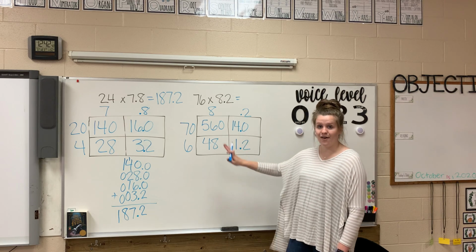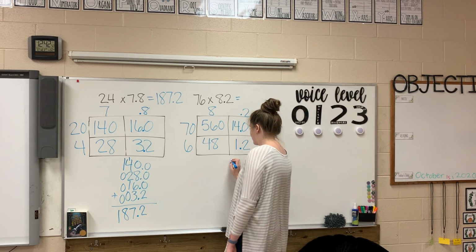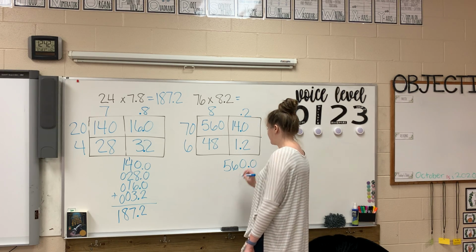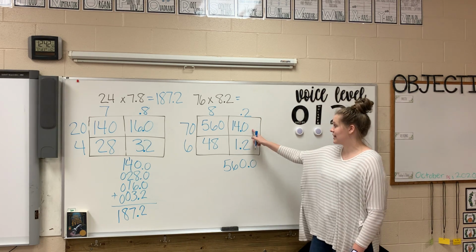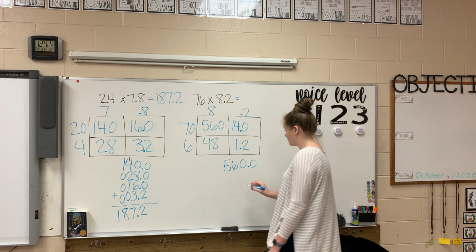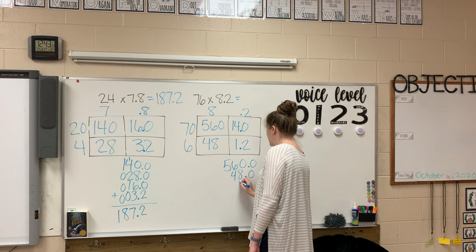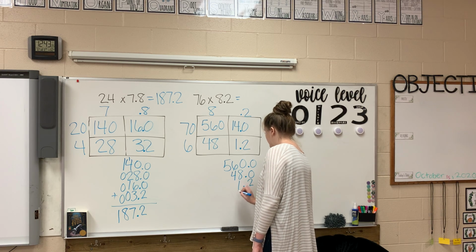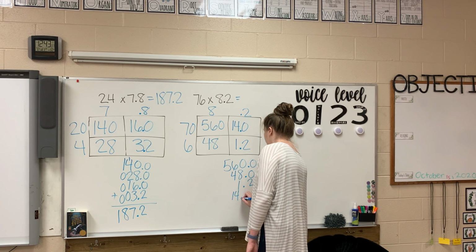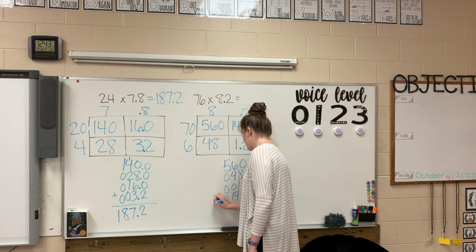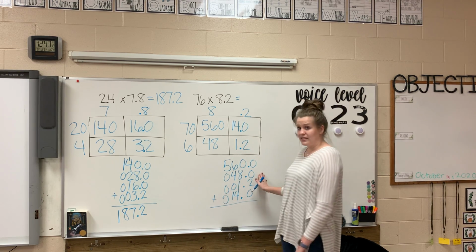Now we're gonna add all of our numbers on the inside by lining up our decimals. I'm gonna go ahead and put a 0.0 on the end of my whole numbers. That way I can line up these decimals easier. 560 plus 48 plus 1.2 plus 14. And I'm gonna fill in those zeros because that helps me know where I'm adding. Always start on the right.